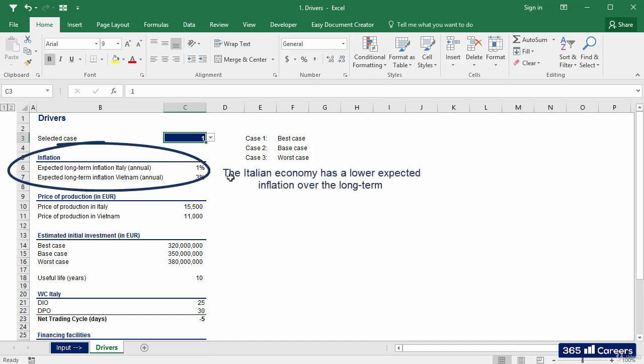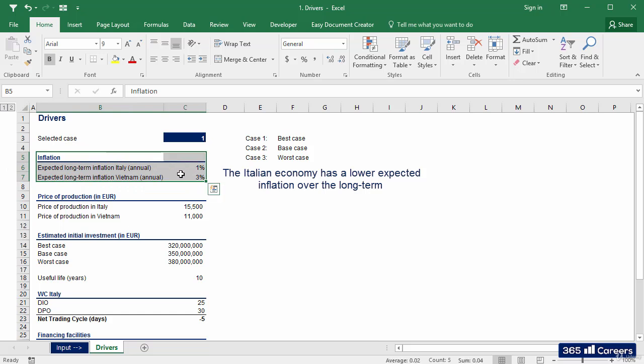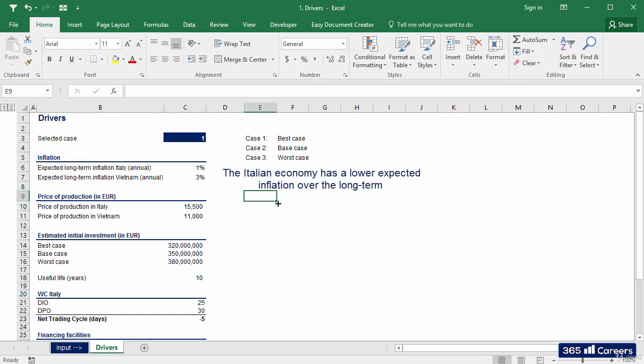Okay, below the selected case box, we have the expected long-term annual inflation for Italy and Vietnam. Why do we need it? Well, it must be factored into the price of production coming from these countries. Inflation of prices affects everything. Therefore, it is reasonable to expect that the price of products produced in Italy will increase by 1%, and the price of products produced in Vietnam will grow by 3%. The Italian economy has a lower expected inflation over the long term.